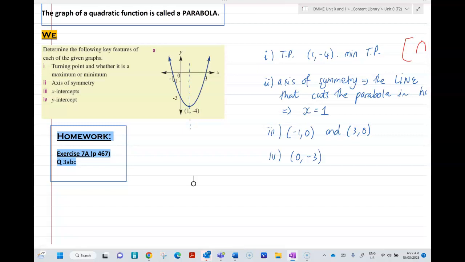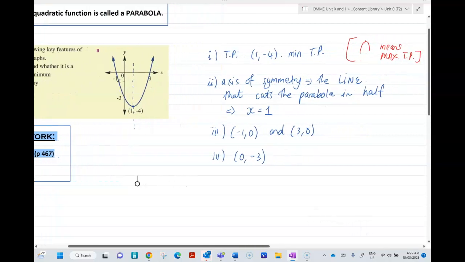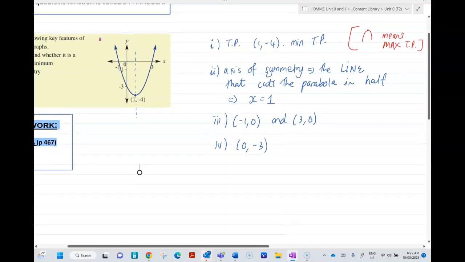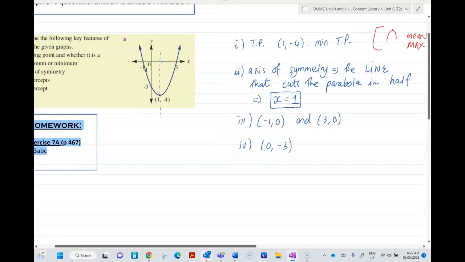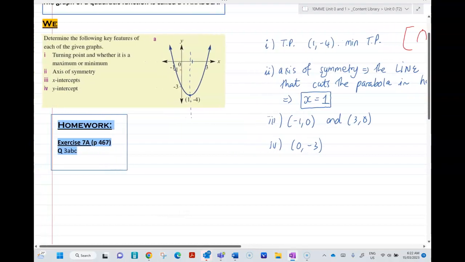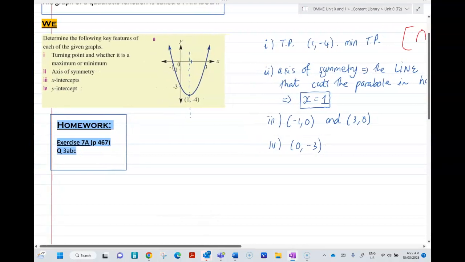The axis of symmetry is a line that actually cuts the parabola in half. So that's easy to remember it like that. And if you see the dotted line that I've sketched over here, that line cuts the x-axis at 1 because the turning point is (1, -4). So the axis of symmetry is the line x = 1. Please remember that if we talk about the axis of symmetry, we're actually talking about a line. All right, so it's x = 1. The two x-intercepts can be clearly seen from the graph. So the two x-intercepts are (-1, 0) and (3, 0). And then the y-intercept is (0, -3).